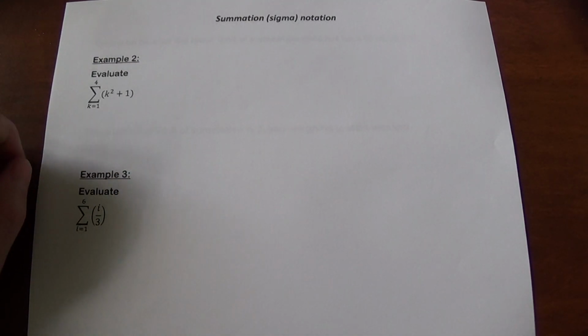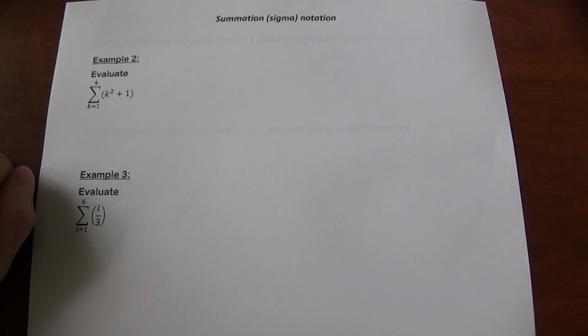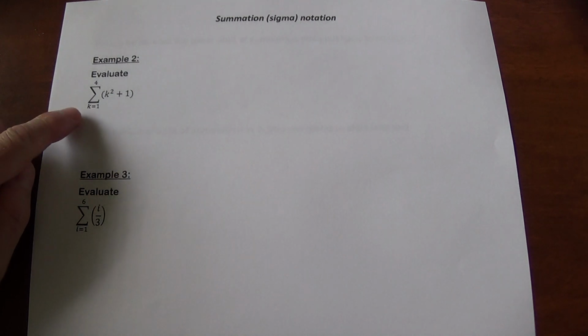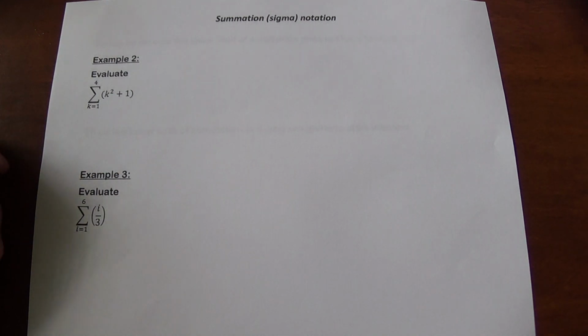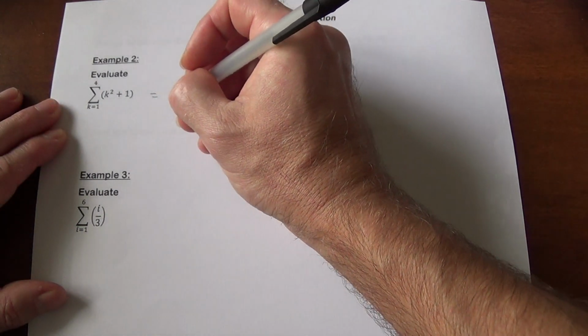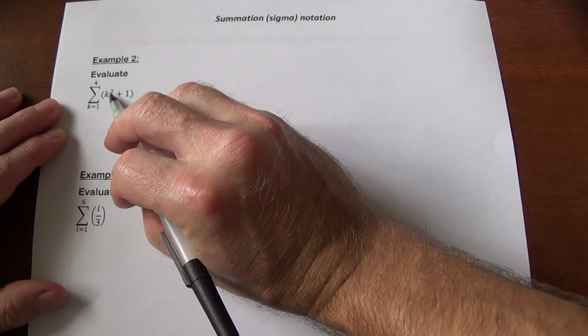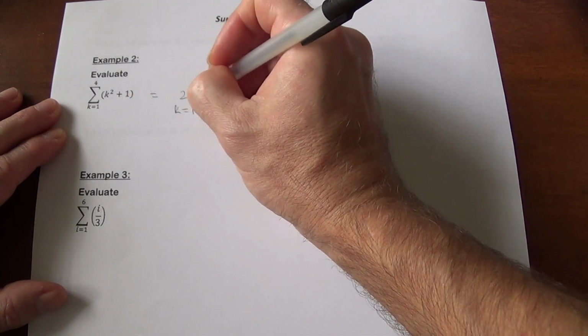Example 2. The letter here may be different, so I used a different letter on purpose. So it could be k. You can actually put any letter there that you want. So your index of summation does not have to be i, it could be k. Just like when you solve equations, your variable does not have to be x, it can be another letter. Okay, so what's the process here? We are going to do the same thing. We're going to make k equal 1. Substitute 1 in here. 1 squared is 1, plus 1 gives you 2.